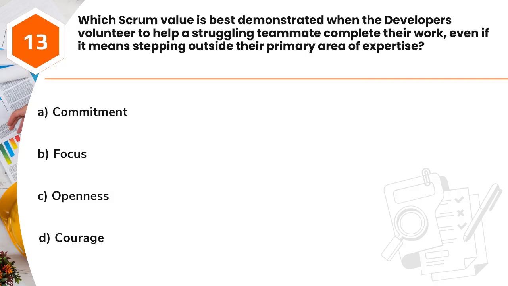Which Scrum value is best demonstrated when the developers volunteer to help a struggling teammate complete their work, even if it means stepping outside their primary area of expertise? A. Commitment. B. Focus. C. Openness. D. Courage.